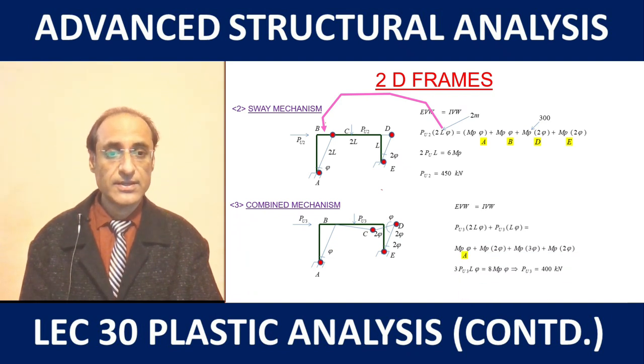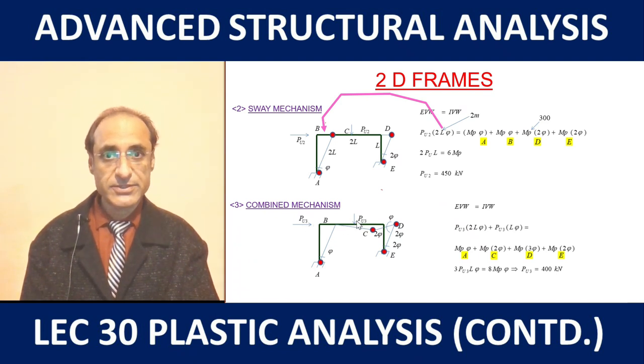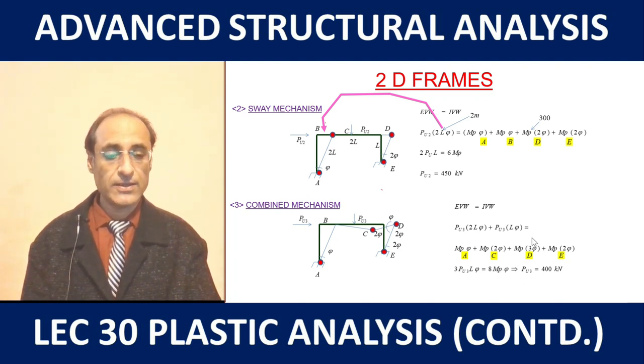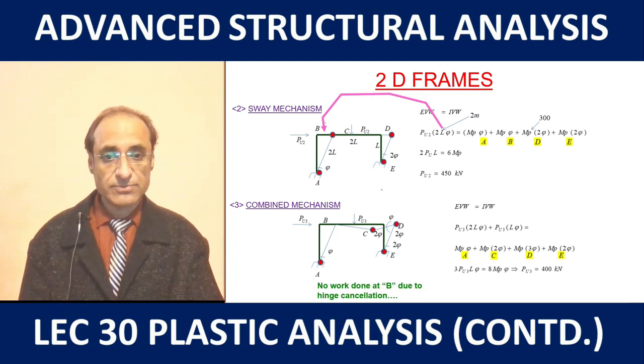So here these are the virtual works done internally, and as far as the external virtual work is concerned, both the horizontal and the vertical loads will perform virtual works, because the point of application of the horizontal load moves forward and the point of application of the vertical load moves downward. After solving we will get an answer as 400 kilonewton. Now it should be understood that no work is done at B because of hinge cancellation. Here there is hinge cancellation.